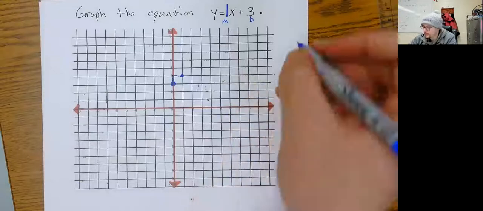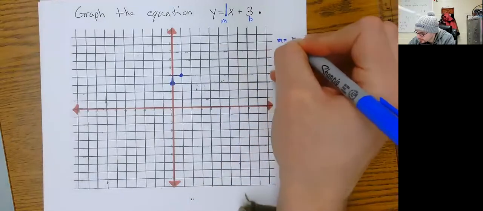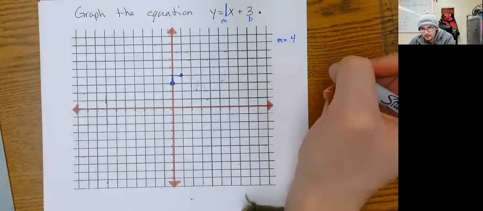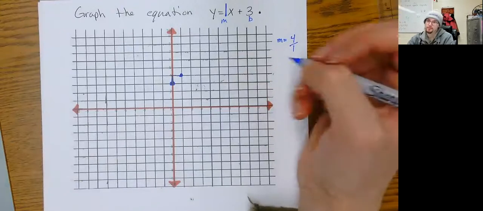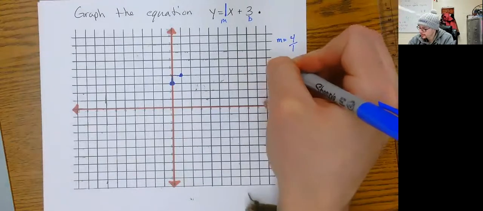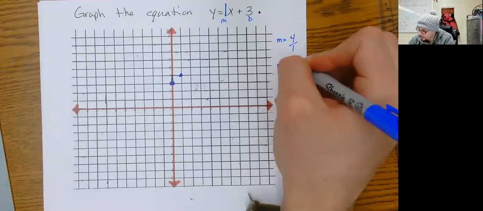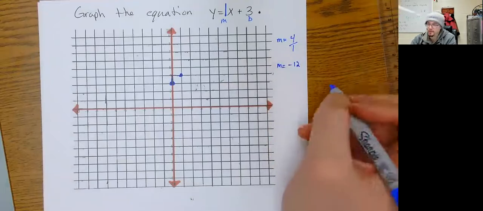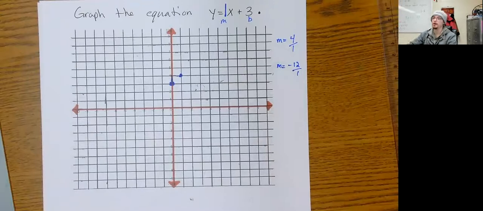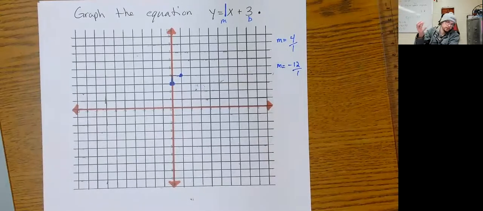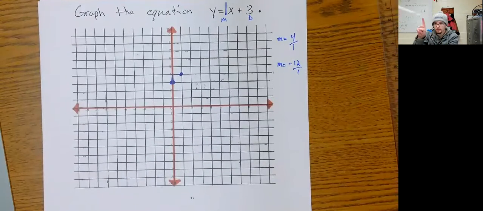Whenever you have a whole number, let's say that your slope is equal to 4. Technically, that is 4 over 1, because what's 4 divided by 1? 4. Let's say your slope is negative 12. Technically, that's down 12 over 1, because negative 12 divided by 1 is negative 12. Just remember, if you have a whole number, you are going to go over 1.